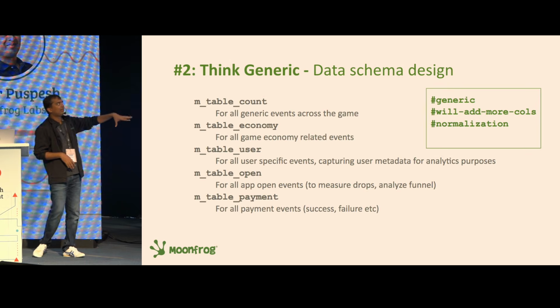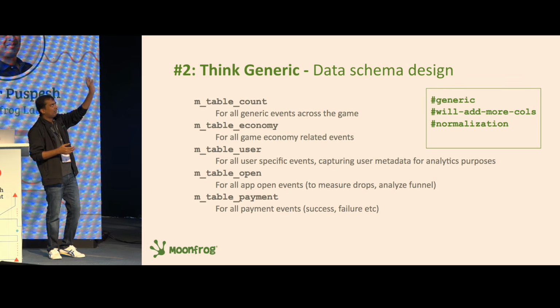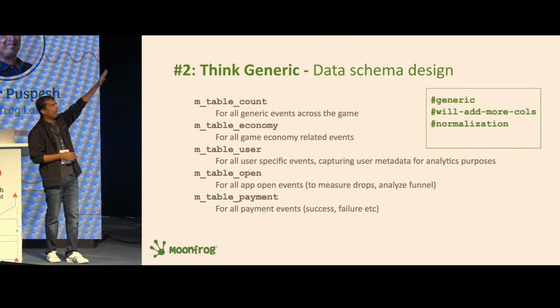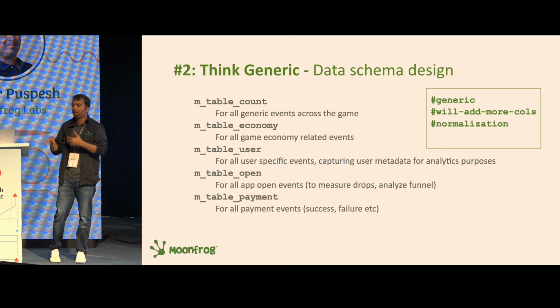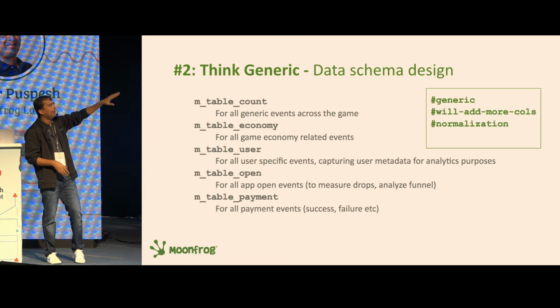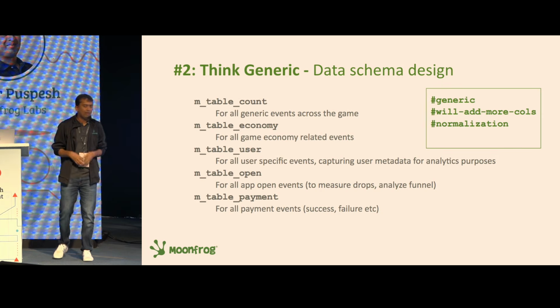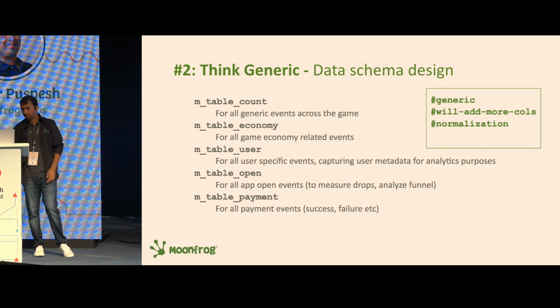This is a sample, or a subset, of the tables that we ended up making on day one: count, economy, and user. Just a quick explanation of what they are. I'll go deeper into one table just to give you a taste. All generic events come into the first table. Economy is our game currency, the virtual currency that is moving around, so inflow and outflow of that we manage in a separate table. User is self-explanatory. Table open is for some generic funnel events, and payment is obviously also self-explanatory.